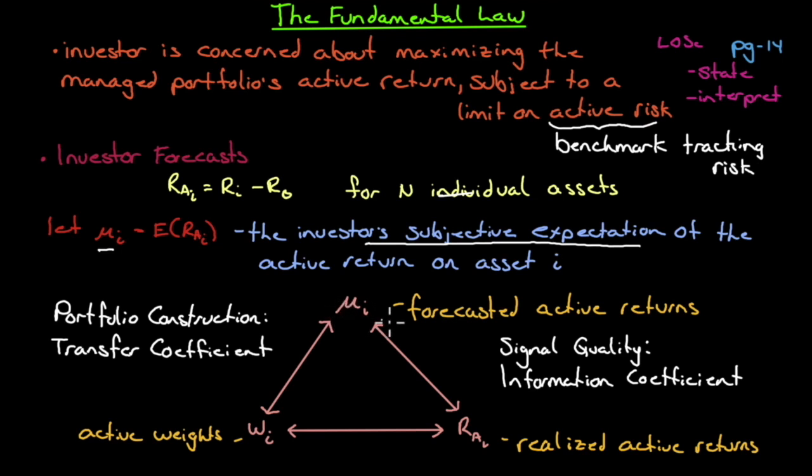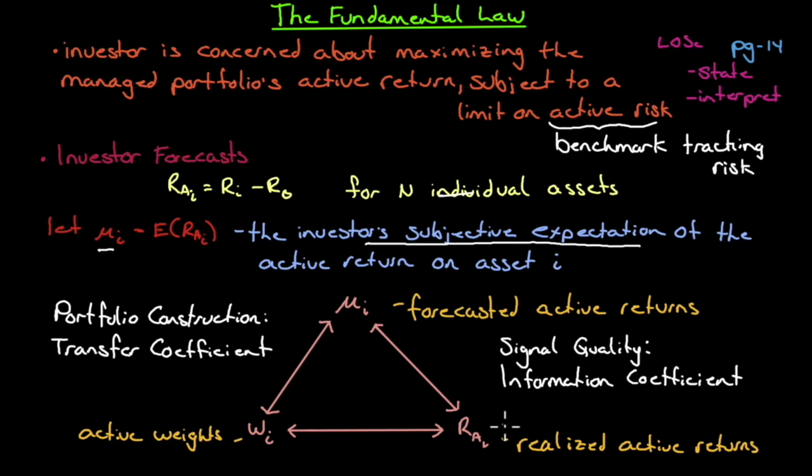So up here, I have the forecasted active returns based on subjective expectations. Here's the manager's forecast for what they think is going to happen. Down here, here's what actually did happen. These are realized active returns. This is what they thought would happen. This is what really happened. So the correlation between these two is referred to as the information coefficient, called signal quality. It tells us how good a manager is on their forecasts compared to what actually happened.